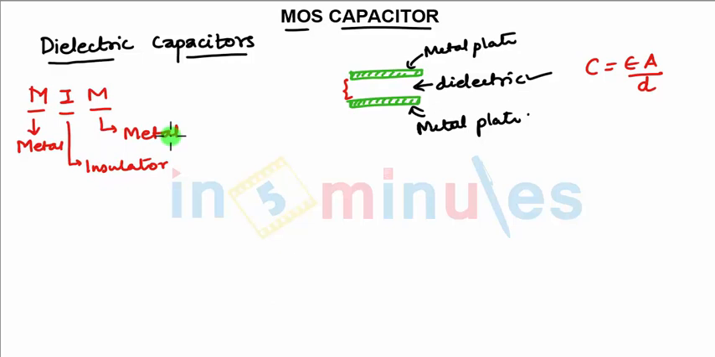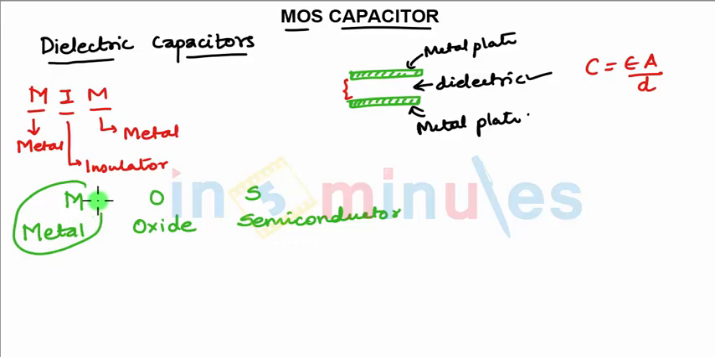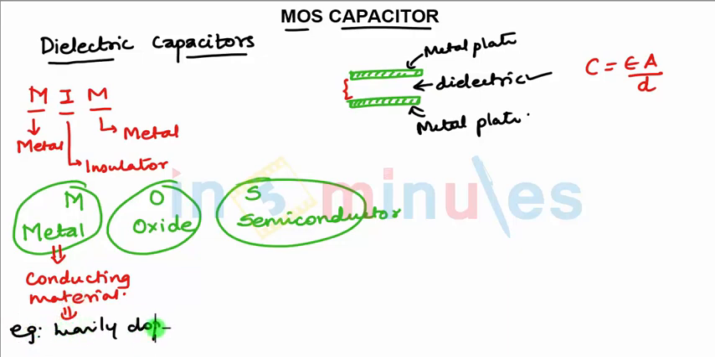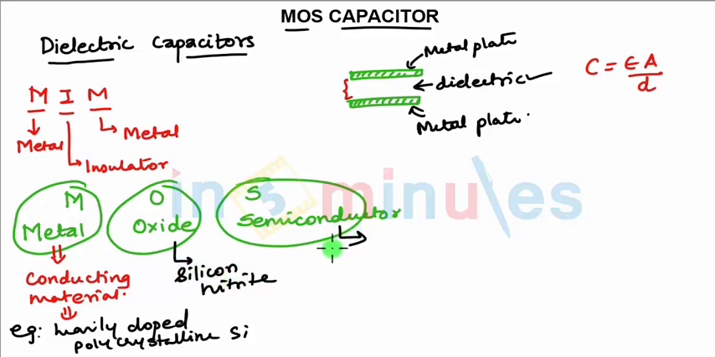Now coming to the MOS capacitor. MOS: M stands for metal, O for oxide and S for semiconductor. So it is a metal oxide semiconductor capacitor. Now the metal can be a conductive material, for example heavily doped. You know what doping is. So heavily doped polycrystalline silicon can be a metal. Then the oxide can be silicon nitride, and any semiconductor we can use over here.